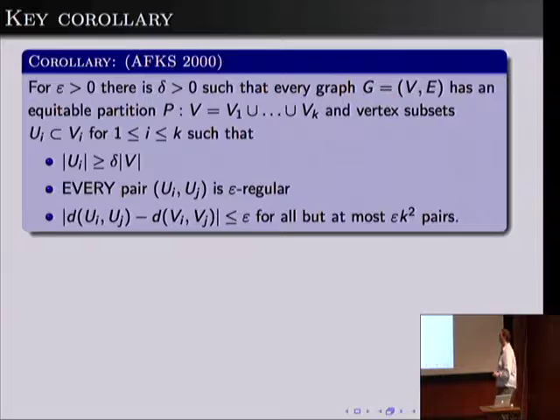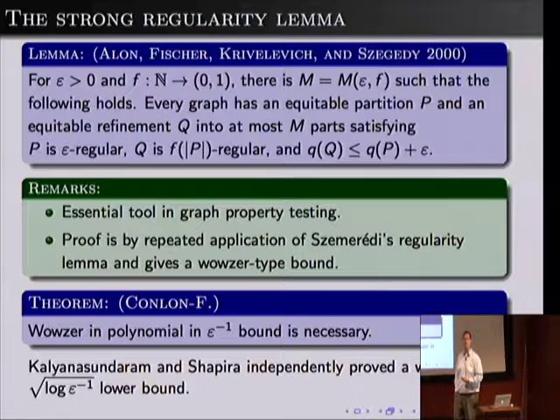Can you relate the Wowzer lemma to what we just saw in the talk before? Just in the talk before, we saw something like a Wowzer lemma where you have these two different graphs. One was in the spectral norm, one was in the... Can you relate the two?